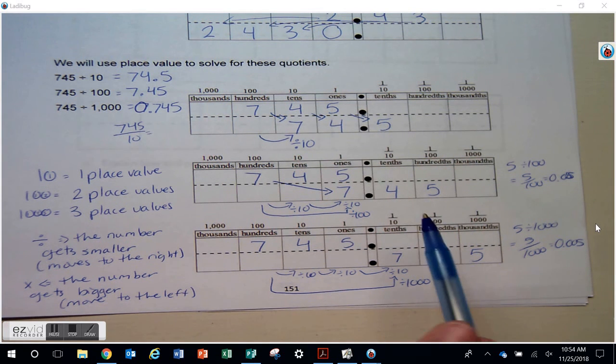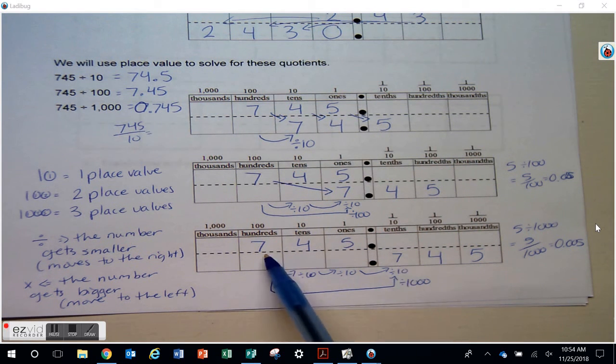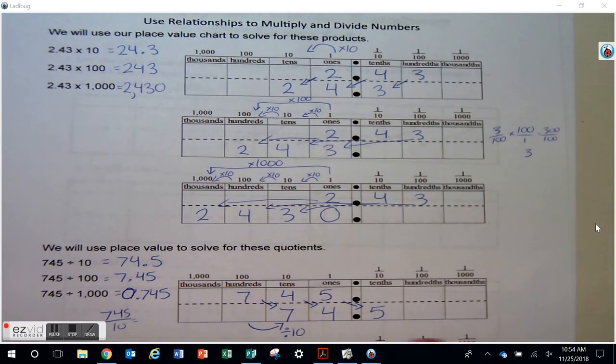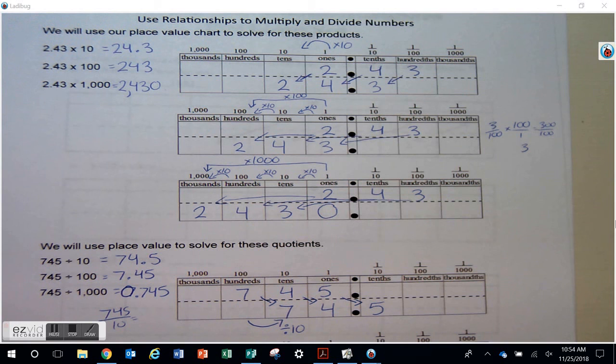So here we divided by 1,000, so I moved it 1, 2, 3 place values to the right, making that value smaller, because 7 tenths is much smaller than 7 hundreds. Here, I multiplied by 1,000, moving it 1, 2, 3 place values, and it got bigger, going from ones to thousands. So we can use our place value chart to help us a lot with multiplying by powers of 10, 100, 1,000, and so forth.